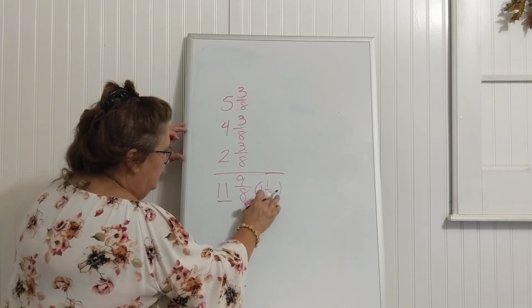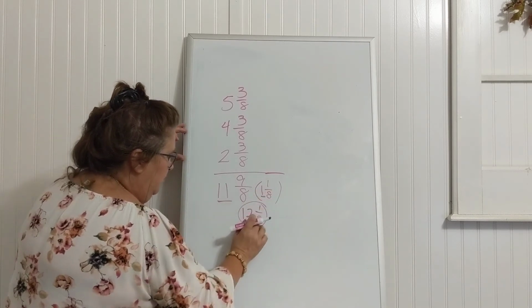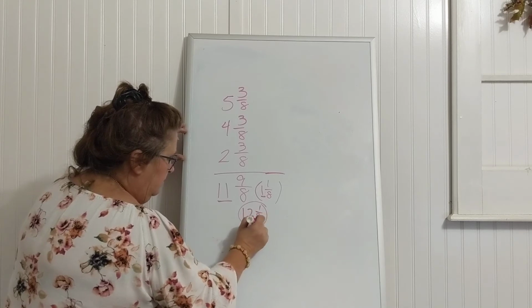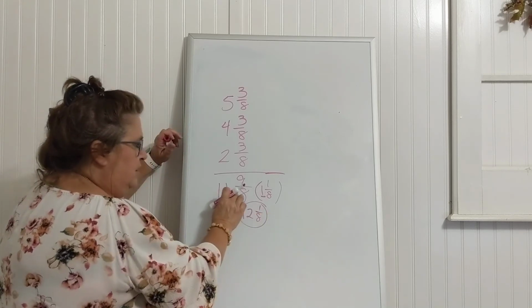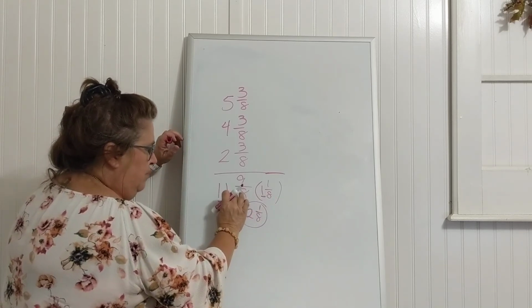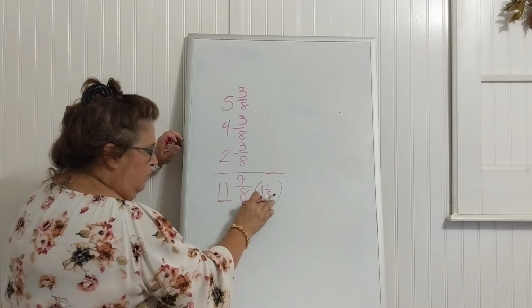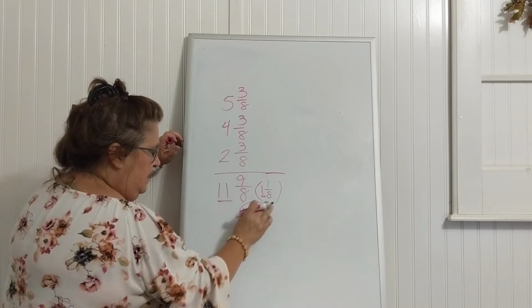That should be 8, guys, not 9. I'm sorry. 1 and 1/8, not 9. Because our denominator would be the same as what it is in the improper fraction. Sorry, guys. 1 times 8 is 8, plus 1 is 9, 9/8. Okay?